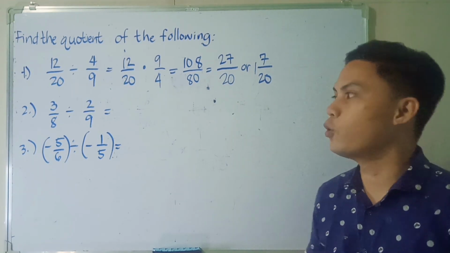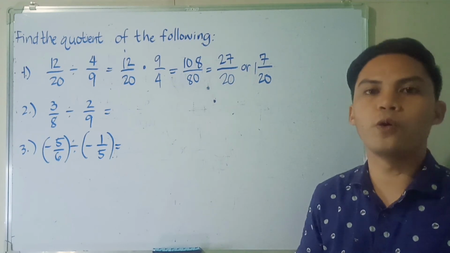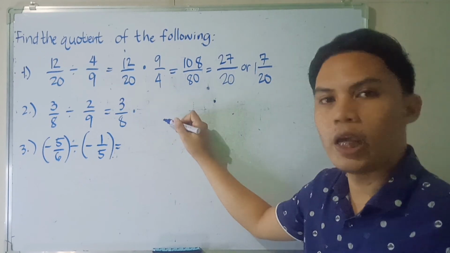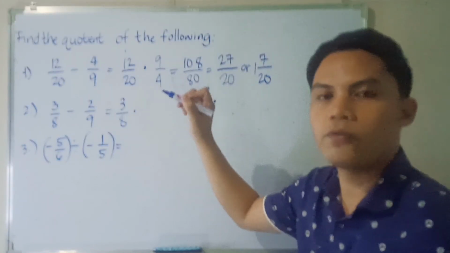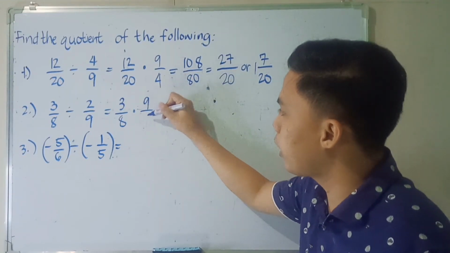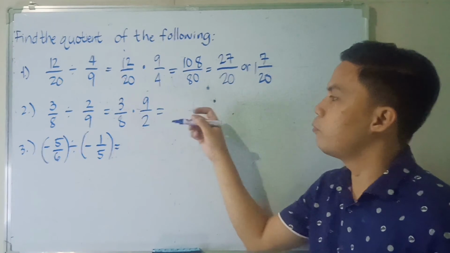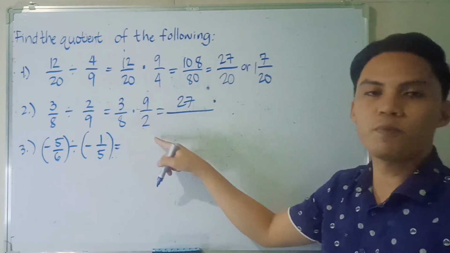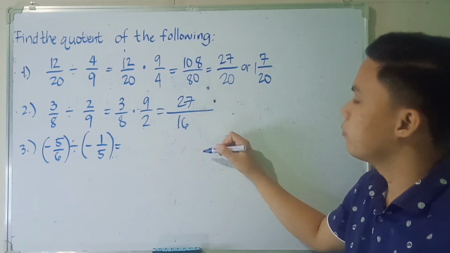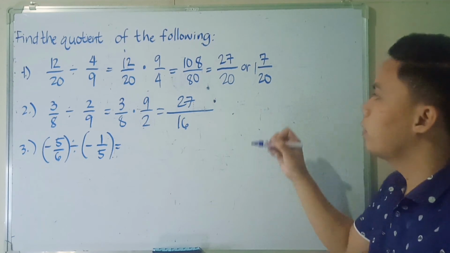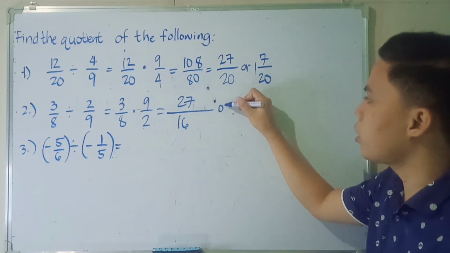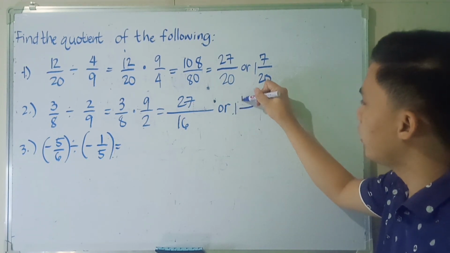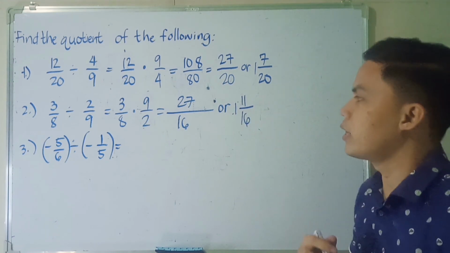Okay, let's have problem number 2. We have 3/8 divided by 2 over 9. So copy yung dividend. Proceed to multiplication. Then get the reciprocal of our divisor. So 2 over 9 becomes 9 over 2. Then multiply. 3 times 9, that is equal to 27. 8 times 2, that is equal to 16. So, wala silang common factor except 1. So, this will be our final answer, or pwede rin natin siyang isulat into mixed fraction. So, it will become 1 and 11 over 16.